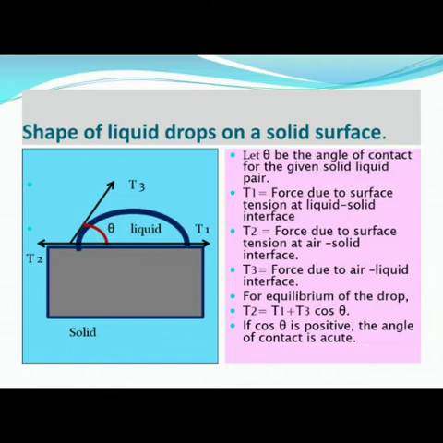So when I take all these interfaces, for the equilibrium of the drop, T2, that is the tension, is nothing but a combination of T1 plus T3 cos theta. And here, students, the cos theta has to be positive. That is, the angle of contact is acute.